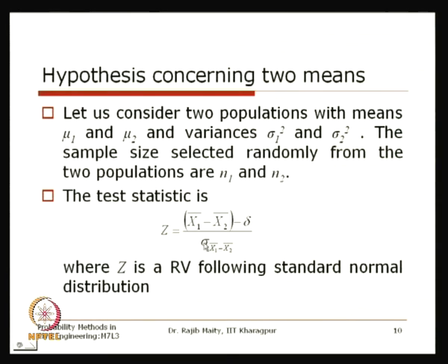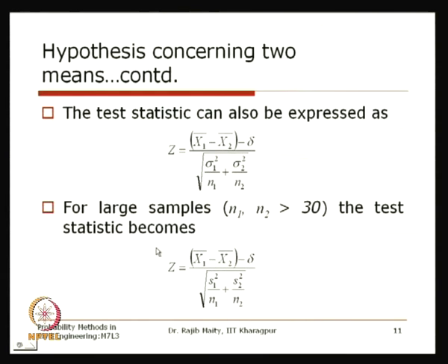And this denominator, sigma of x1 bar minus x2 bar, is the standard deviation for this difference. You know that this Z is now the random variable which follows again the standard normal distribution, in case both n1 and n2, the sample sizes, are large enough. You can say that if they are greater than 30, then it is a standard normal distribution. So once we get this, we can infer about their sample means.